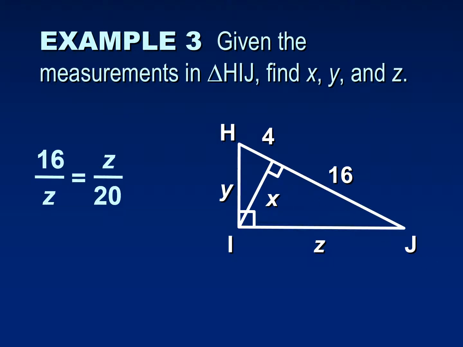So we cross multiply, and we get z squared is equal to 320. And then we square root both sides. 320 is not a perfect square, but it does simplify to 64 times 5, and the square root of 64 is 8. So our answer becomes 8 square roots of 5 as our final answer.